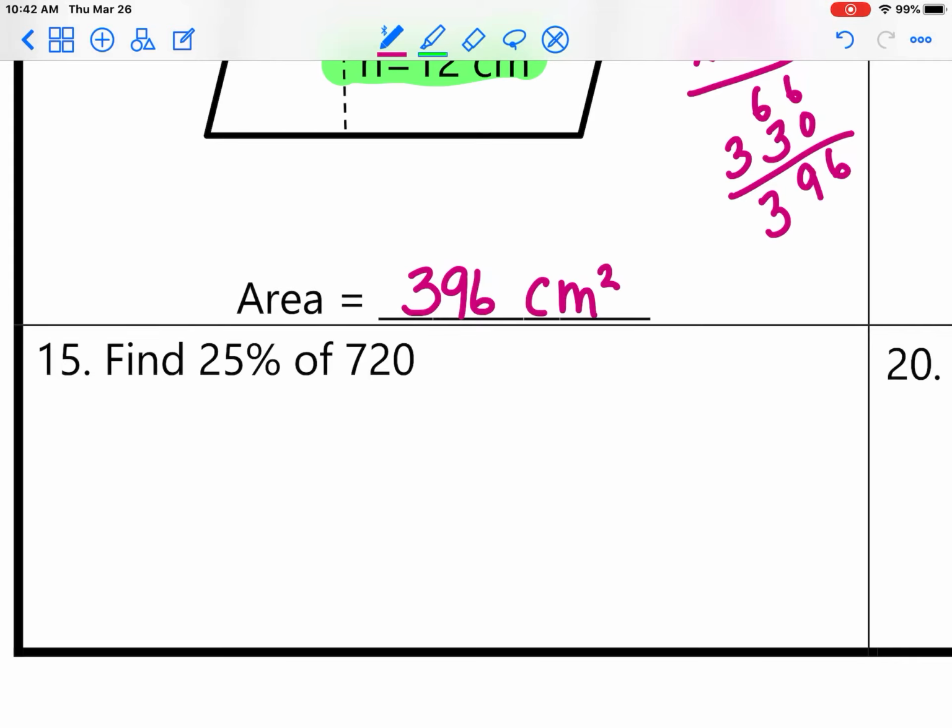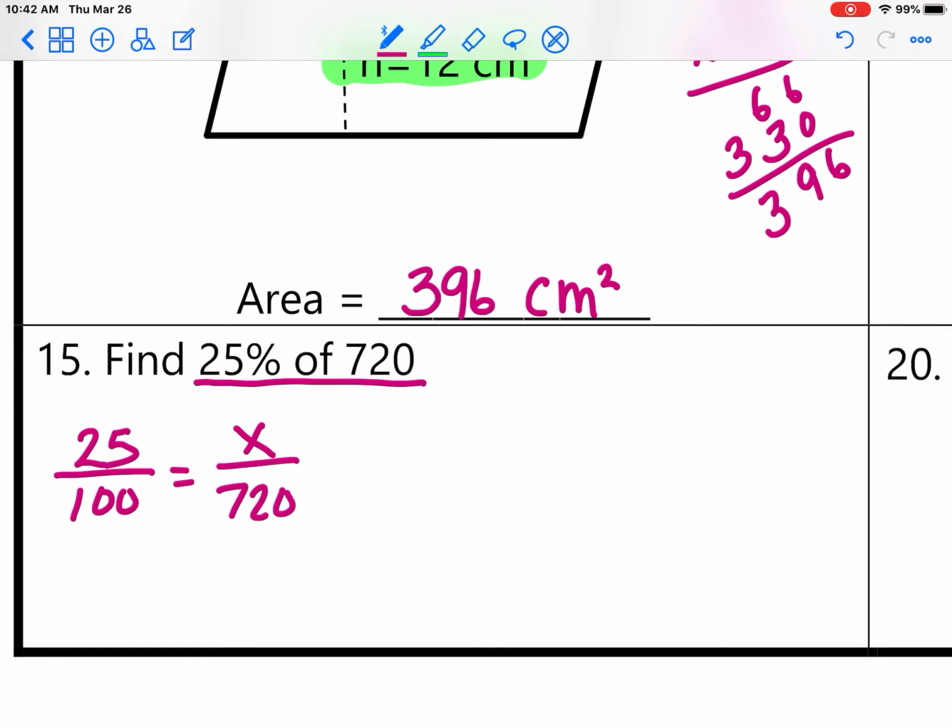Number 15, find 25% of 720. This can be used as a percent proportion. You can do 25 over 100 equals X over 720. And butterfly multiply divided by the lonely guy. Or you can do the shortcut. 720 times the decimal for 25%, which is 25 hundredths. And multiply that, and that gives you your answer.